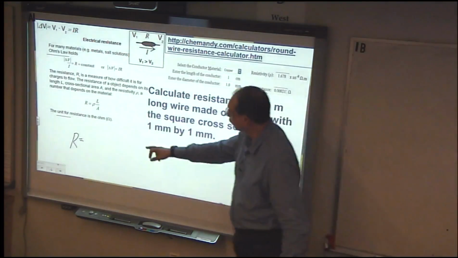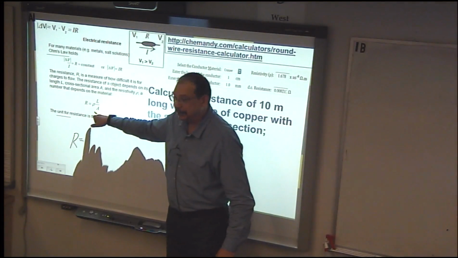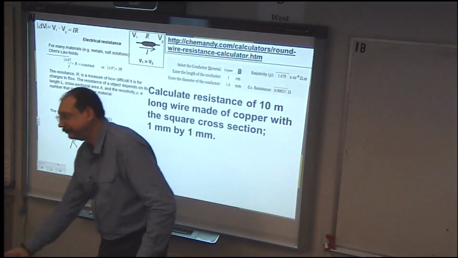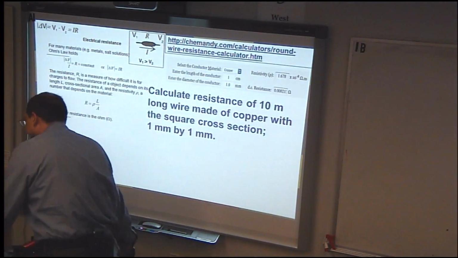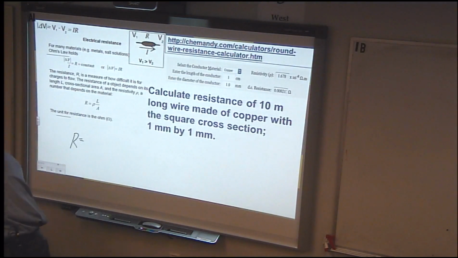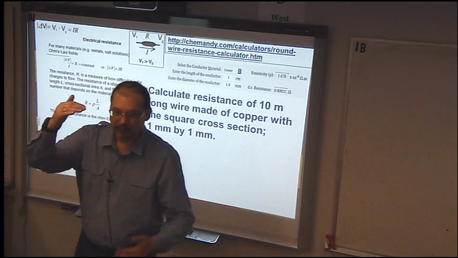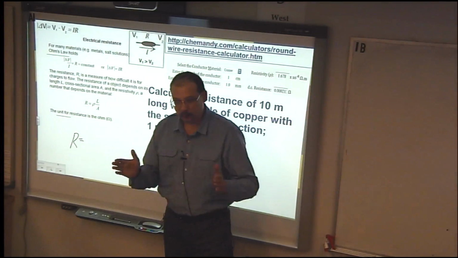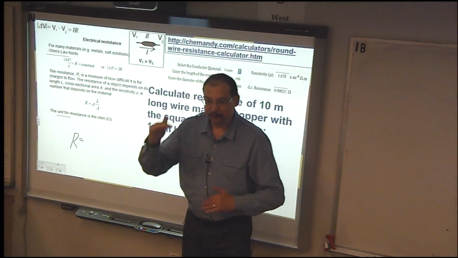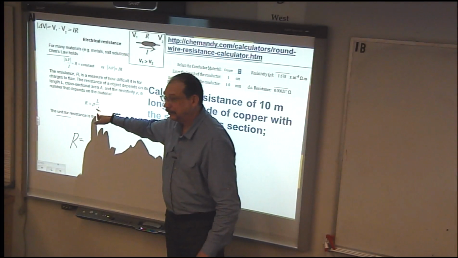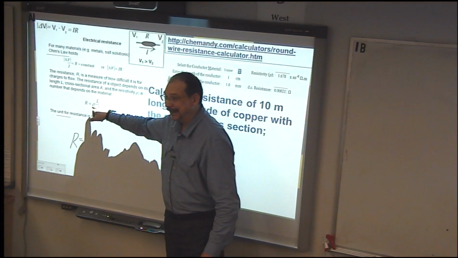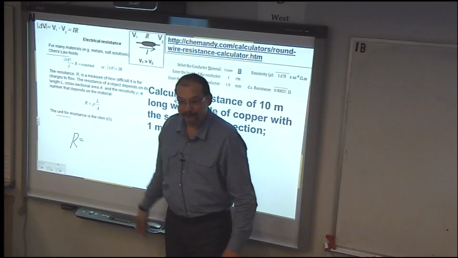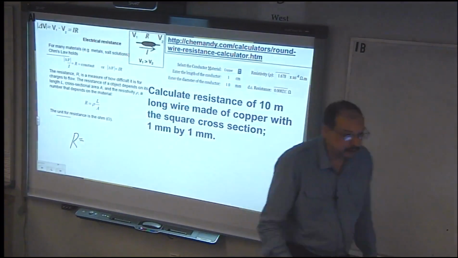What is it, actually? If you look at this equation, if you get a cube, one by one by one, that cube will have the length equal to 1 and area equal to 1 meter squared. So the resistivity is just a resistance of that cube. That's how you can measure it if you want to.